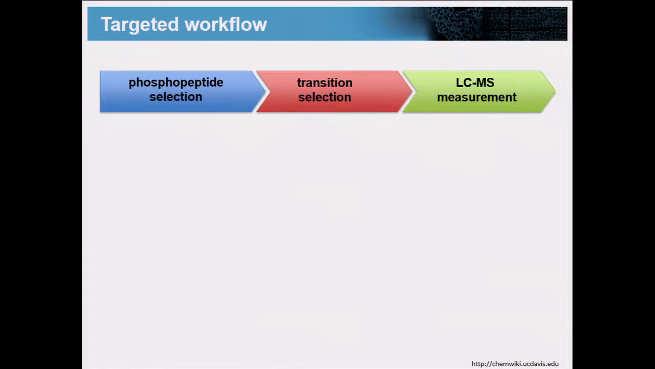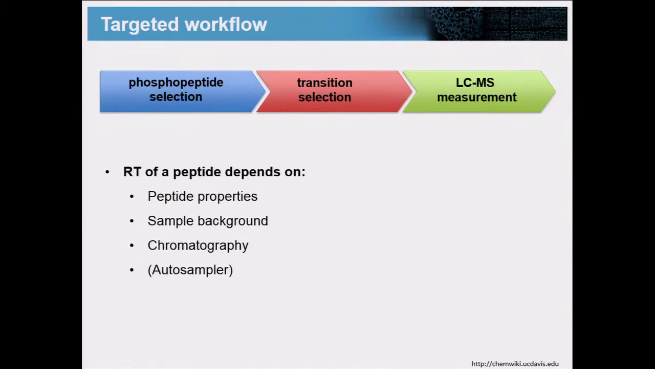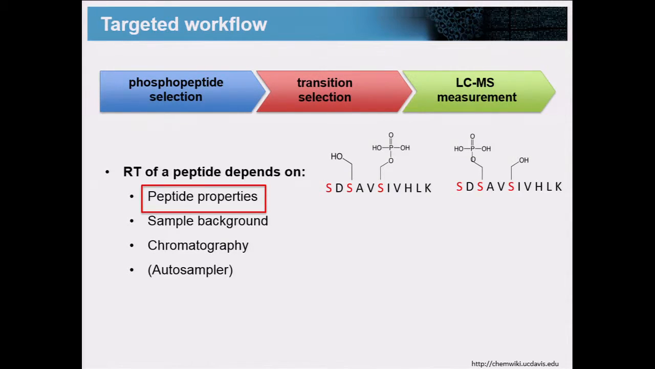So now we go to the measurements. We've selected a phosphopeptide, we've selected transitions, and we go to the measurements. The moment that we move into measurements, the first thing we start to think about in targeted proteomics is the retention time of a peptide, which depends on the peptide properties, the sample background, the chromatography, and so on. And retention time is going to be an extremely useful parameter here.